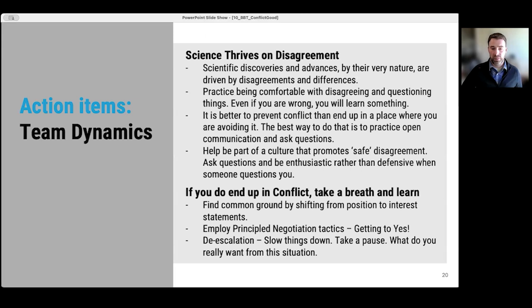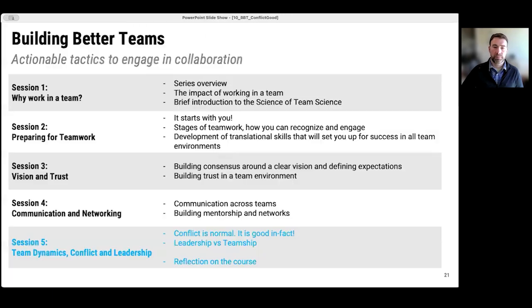Here are the action items. There are some pointers on how to address things, especially if you do end up in a conflict that isn't easy to address. Next up, and the final one of this course, is leadership versus teamship versus followership. Hope to see you there.